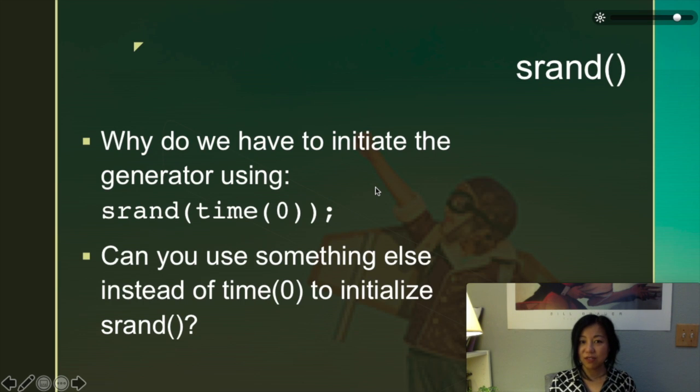So why do we have to initialize the generator? I hope you understand now. Can you use other numbers besides time? The answer is yes, because it's basically a number that the initializer will use to calculate where to start in the ribbon. And so in a way, any number you put in is better than not calling that function.